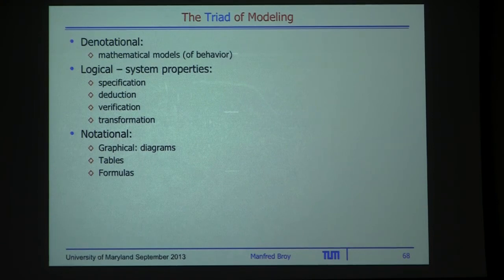And the third element in this triad is notational. Of course, you will not be able to describe systems just using mathematics as I introduced them or logic as I introduced them. So you need notational special concepts like diagrams. You have seen a number of diagrams, and we have more. I just pointed that out. And you need tables, for instance. Often tables are a very nice way of describing systems and their behavior. Or you can also use formulas.